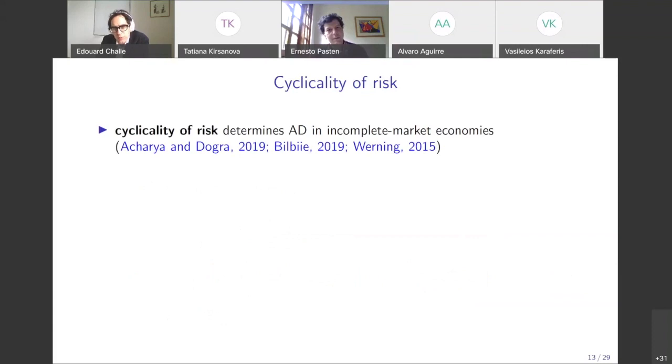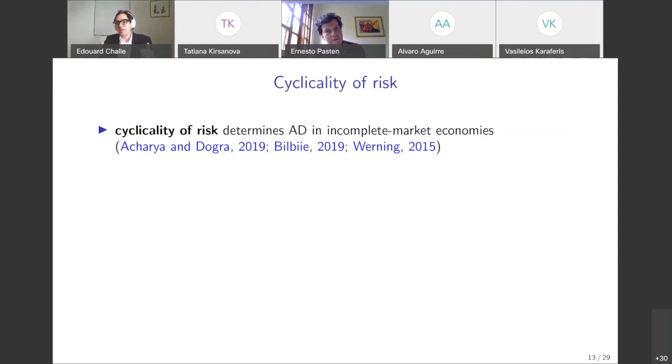Now, just one word about the cyclicality of risk, because it's an important question in that literature in HANK models. The cyclicality of risk determines the cyclicality of aggregate demand. So the intuition is the following. The debate was clarified by a paper by Ivan Werning in 2015 called Incomplete Markets and Aggregate Demand. But it has a manifestation in our model.